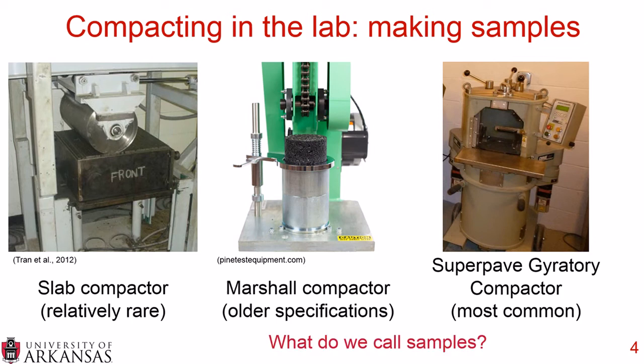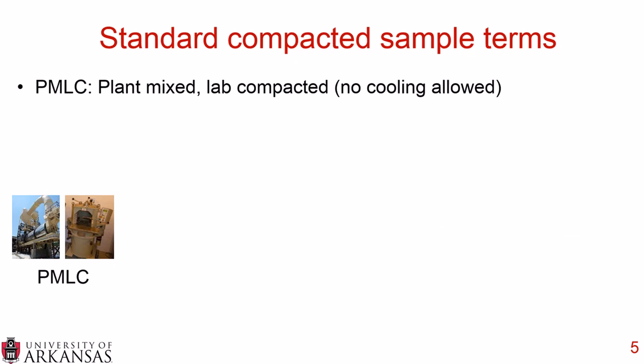Now, what do we call these samples? There are various different techniques we can use in order to obtain the asphalt concrete. The first we call PMLC, and this stands for Plant Mix Lab Compacting.